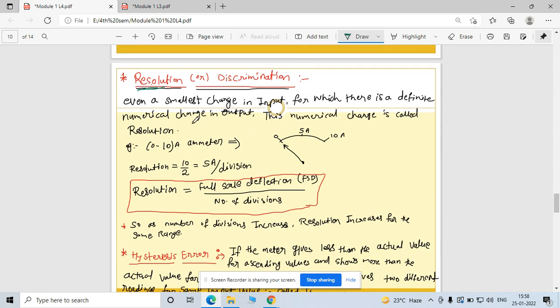So what is resolution? The number of calibrations, I told you last time, okay? The number of scale divisions is mentioned on your meter. So what is the total full scale reading? It is a ratio of total full scale deflection divided by the number of divisions. The full scale deflection here is 10 ampere. What is a division? 1, 2. So two divisions are there.